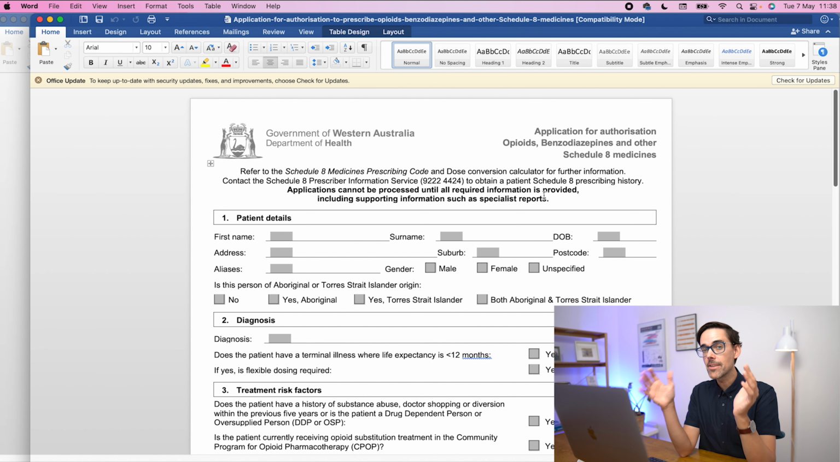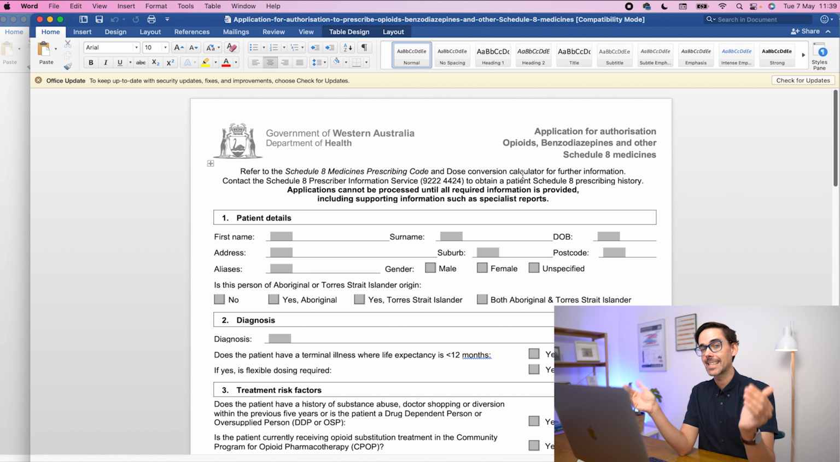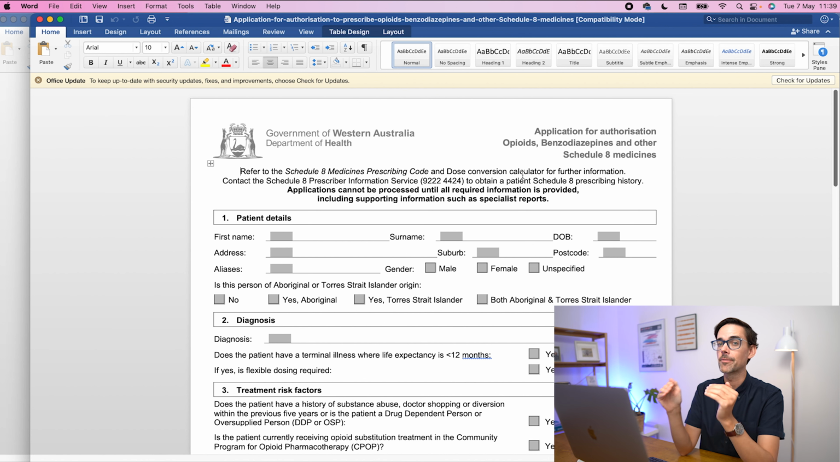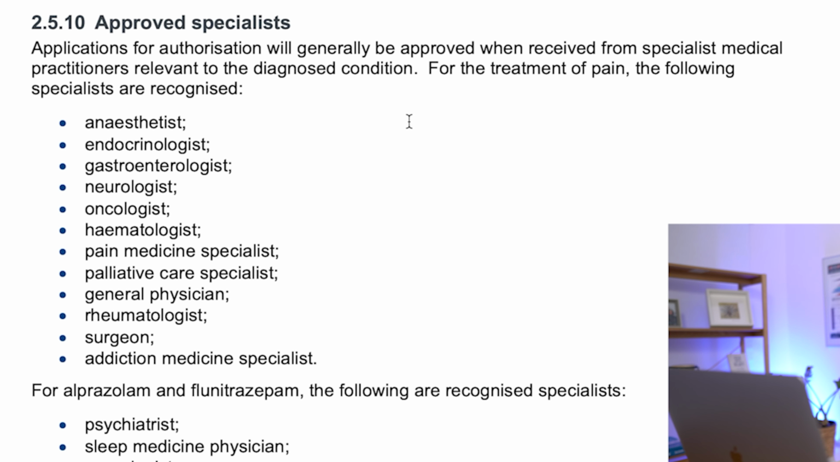Now, often, if a patient is on such high doses of opioid medication, you have to get a second doctor to make a recommendation for that patient to remain on that very high dose. And if you scroll down lower in the prescribing code, it will clearly say which specialties are able to make that recommendation. So you need a GP who thinks it's a good idea, and you need a specialist who thinks it's a good idea. You apply for authority, you send that off to the Department of Health, and you await their reply. They will do their checks and decide whether it is the right thing to do. And that authority to prescribe will only be valid for 12 months.